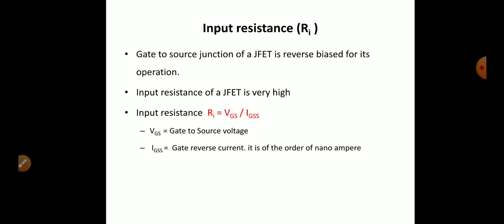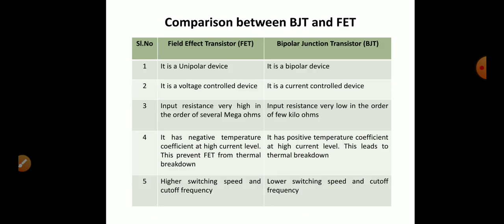Current during reverse biased condition is very small. Gate reverse current, IGSS, is a gate reverse current. Gate current is represented by the IGSS. It is in the order of nanoampere. Nanoampere means 10 raised to minus 9, a very small value.